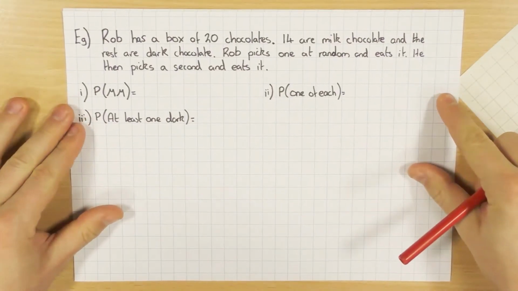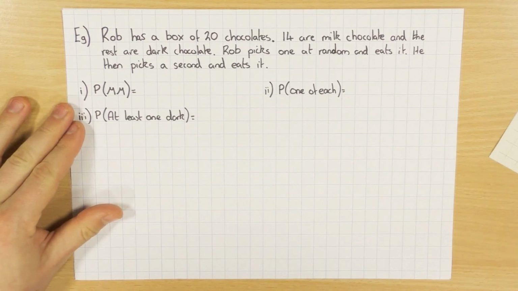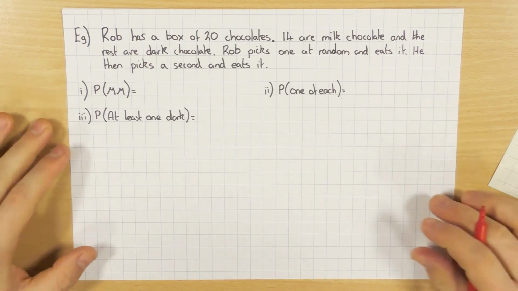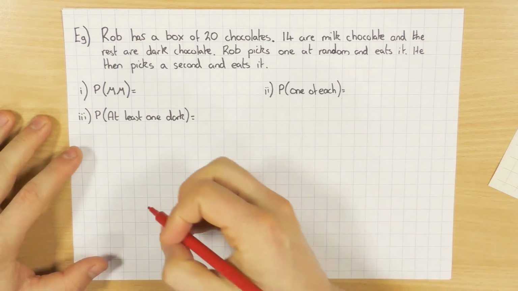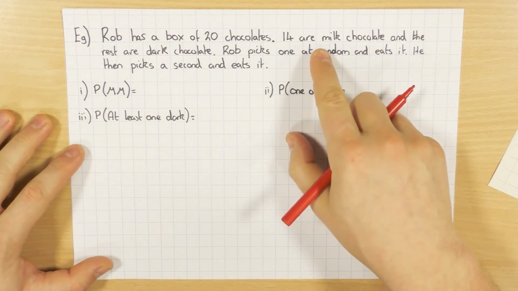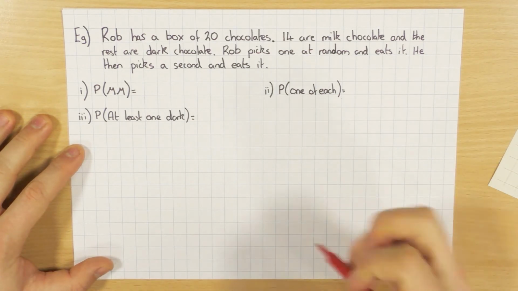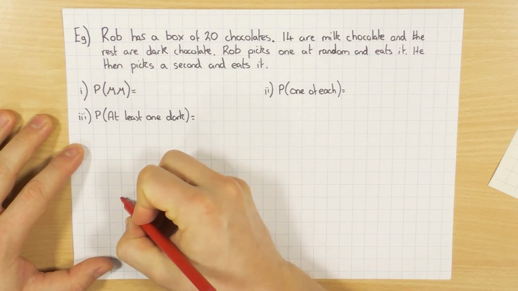So here we go, here's another example, just slightly different. Rob has a box of 20 chocolates, 14 are milk chocolate and the rest are dark chocolate. Rob picks one at random and eats it, so obviously therefore it's not replaced, and then he picks a second and eats it. Okay, so again we can use a tree diagram to do this, and obviously it's going to be a dependent event because if he eats one of them, that will affect the second time he picks a chocolate.